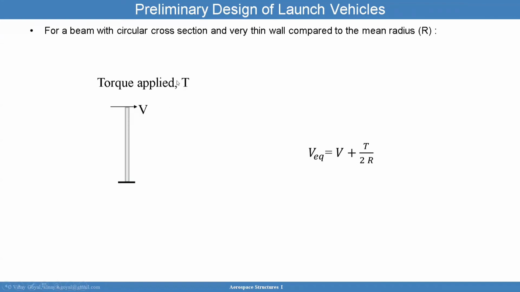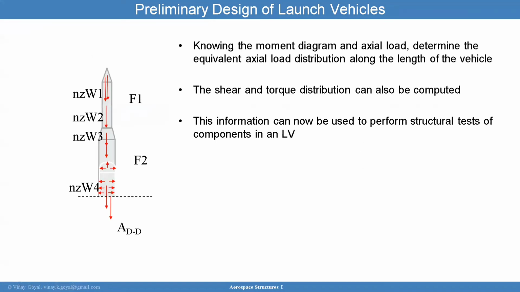For the torque applied, if you have a torque applied and a shear load applied, then the equivalent shear force V is shear plus torque divided by 2R. So knowing the moment diagram, axial load and shear load, we can determine the axial load distribution along the length of the vehicle, and the shear and torque distribution can also be computed.